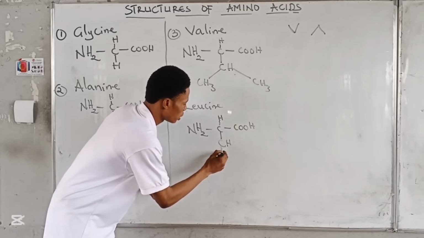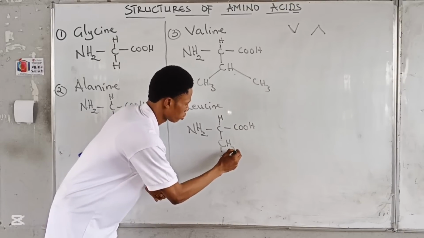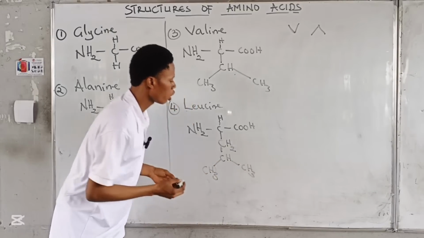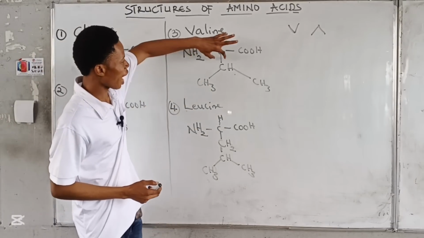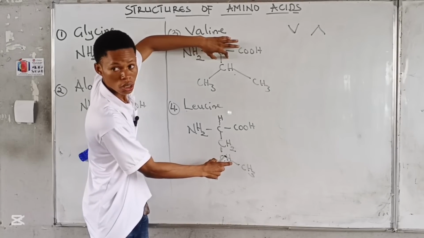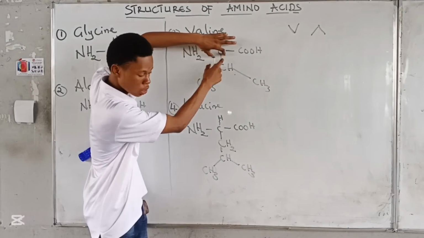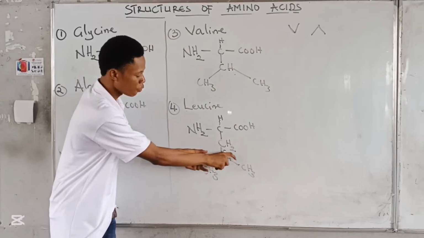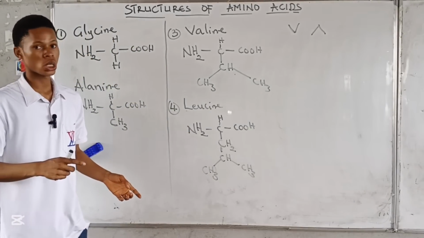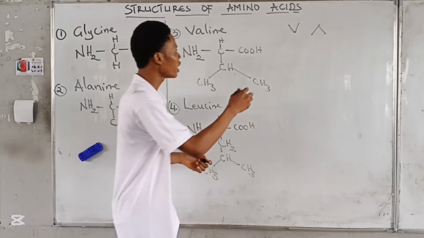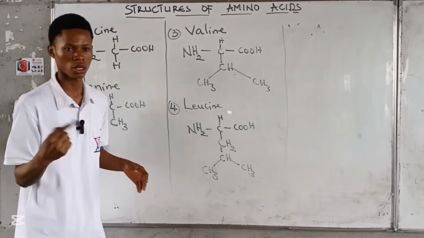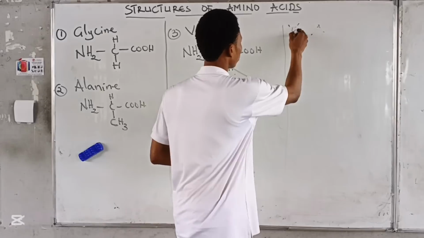If I have something like this, what do I have? If you notice, it's just like I added one methylene group to valine, right? Is it not? It's just like I added one methylene group to valine to get what? Leucine. So the V shape is still there, is it not? So this is the structure of leucine. Then the next one is what? Isoleucine. As you can hear from the name, isoleucine means leucine and isoleucine are what? They are isomers.